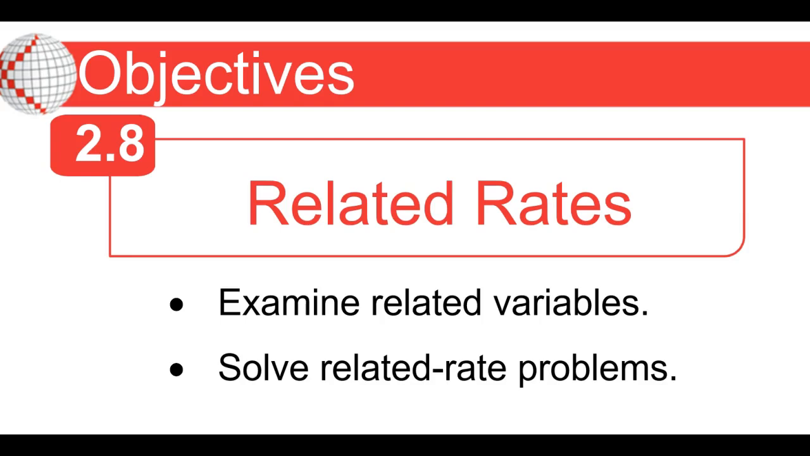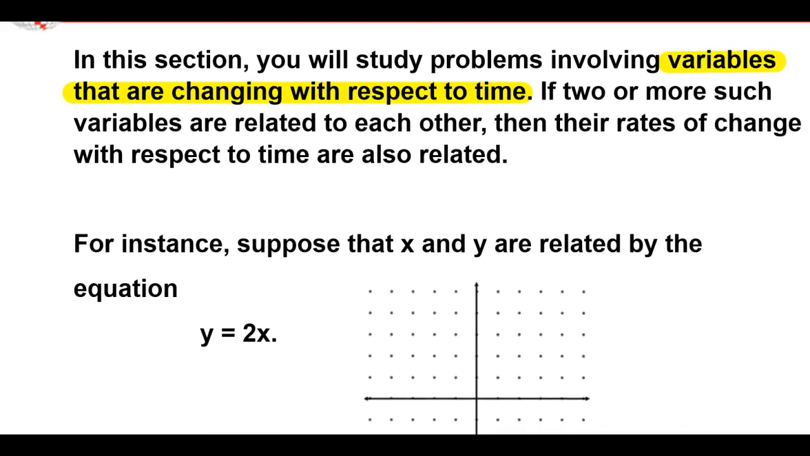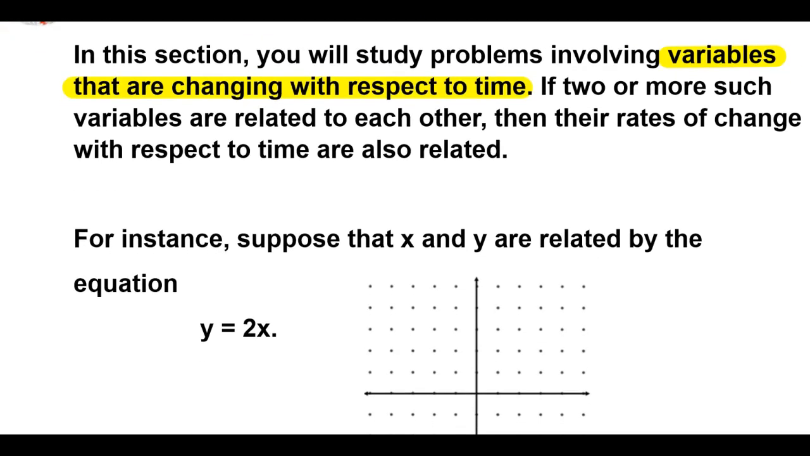Today we're going to be looking at related rates. These are some word problems, and we're going to expand on our discussion in Section 2.7 on implicit differentiation. So we're going to look at how these variables are related and then take the derivative with respect to not always x, but sometimes time.